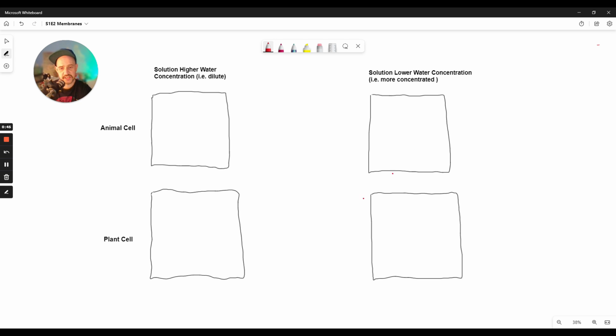So we're going to sketch this out on this diagram here. Feel free to pause the video and get yourself ready, and pause as we go through to make notes on how the different cells behave when placed in different solutions. We're going to start by looking at animal cells. So, for example, I'm just going to draw myself a red blood cell in the middle here, and a red blood cell in the middle here.